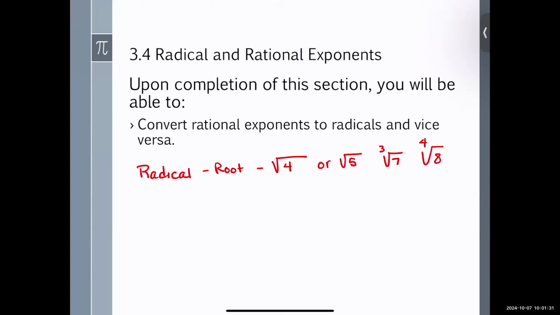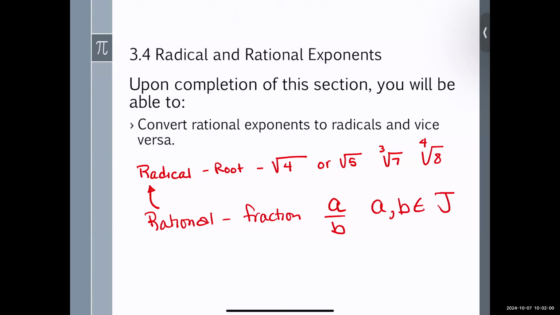All right, rational exponents, which are related to a radical. Rational means fraction. So anything that can be written as a ratio of 2 integers is a rational number. So it's some a over b, where a and b are elements of the integers, which they use Z for. I don't know why, but they do. And b can't be 0. So we're going to talk about exponents that fit that particular form.